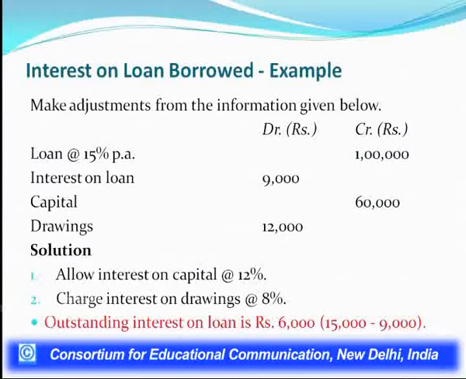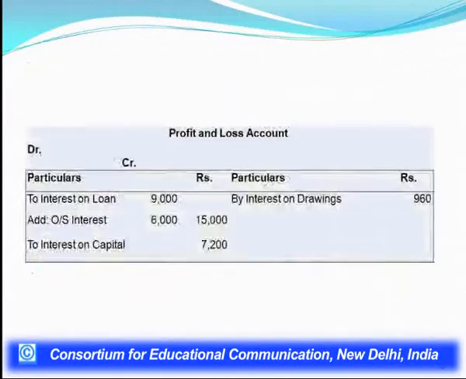Then we are given another adjustment relating to interest on drawings. Drawings are given 12,000 and rate of interest 8%. So normally when per annum and other information is not given, then we charge the interest for the whole year. Normally it is the average rate of interest. So at the rate of 8% on 12,000, the interest becomes 960 rupees.